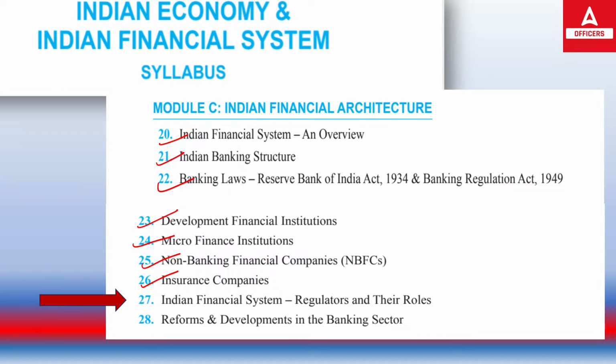So when it comes to the regulators, when we're talking about financial system regulators, we have regulators like RBI, SEBI, IRDA, and PFRDA. These are the regulatory bodies of our country. First is RBI. RBI is the central bank of our country. It regulates the banking system, money market, credit information companies, the financial system, etc.